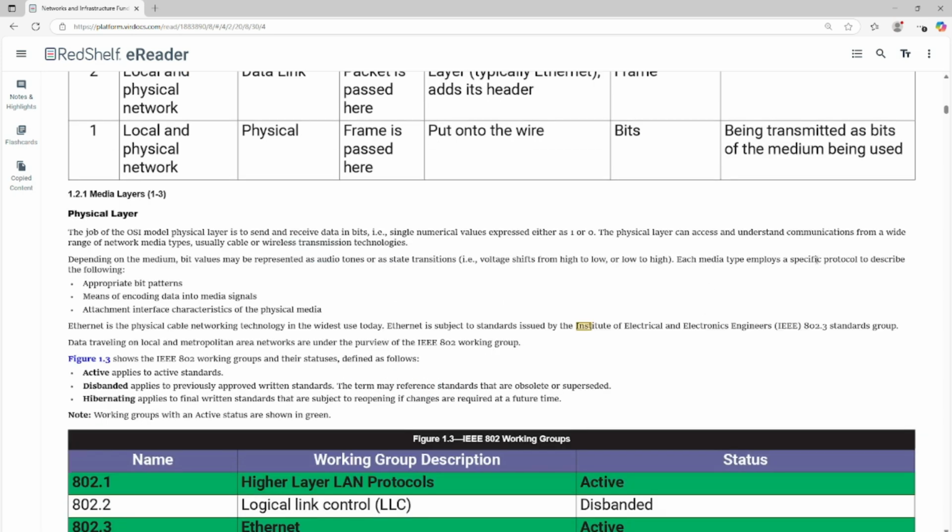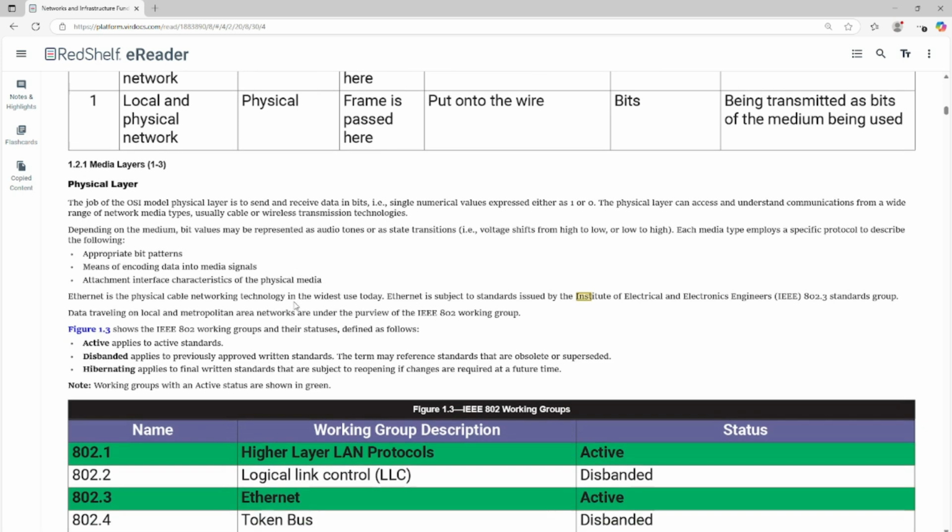Each media type employs a specific protocol to describe the following. Appropriate bit patterns are very important. Means of encoding data into media signals. Attachment interface characteristics of the physical media.